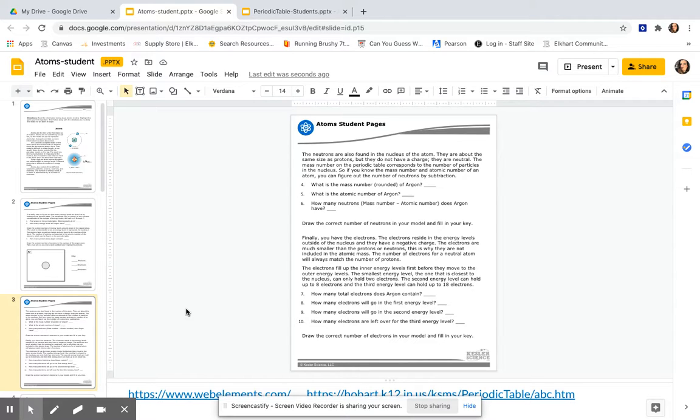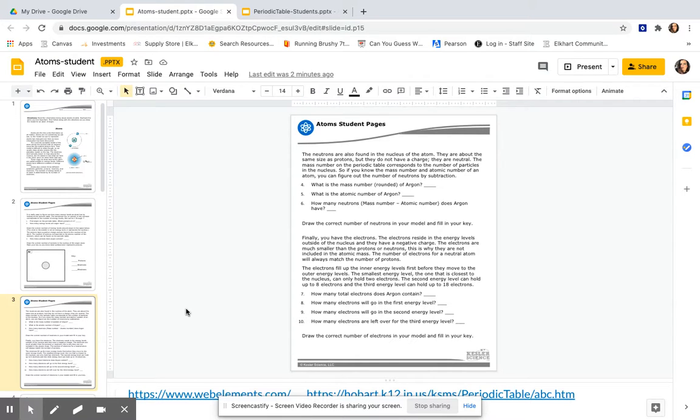The smallest energy level, the one that is closest to the nucleus, can only hold 2 electrons. The second energy level can only hold up to 8 electrons, and the third energy level can hold up to 18 electrons. Now, based on this information, you're going to answer 7 through 10.